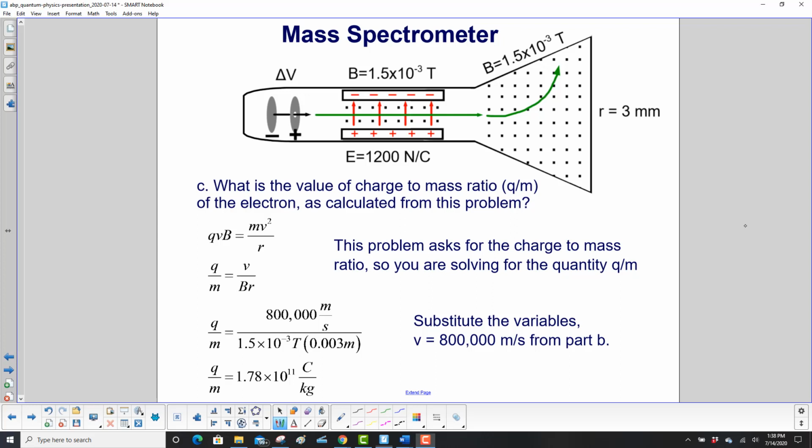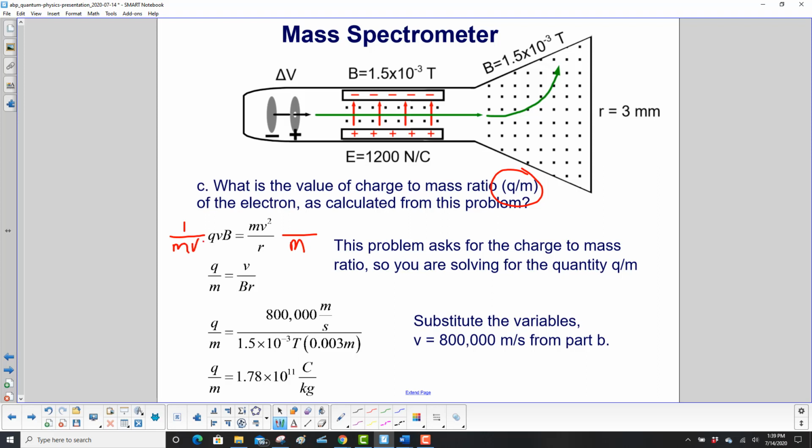What is the value of the charge to mass ratio of the electron? What's unique here is you're not just solving for one variable like we've been doing. We need to have two variables. So we don't want to solve for Q or M, but Q over M. So we need to divide the right-hand side by M. And whatever we do to that side, we have to do to the left side. So that'll give us Q over M, but then we have to get rid of that VB.